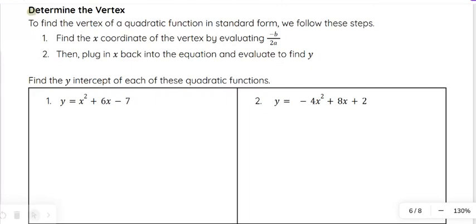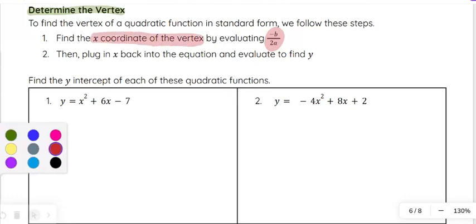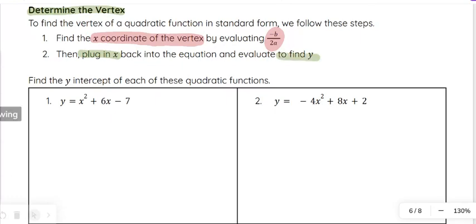So first, we're going to talk about how we determine the vertex. We're going to find the vertex. To do that, we're going to start by calculating the x-coordinate by this formula that you would need to memorize. The x-coordinate of the vertex is going to be found by doing negative b over 2a. And then once we have the x-coordinate, we plug in x to find y.